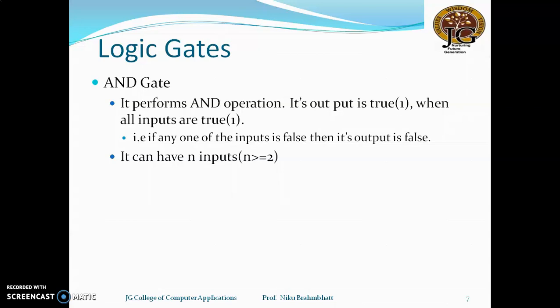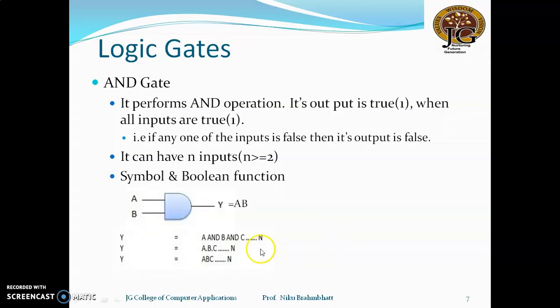Now let us see the symbol and Boolean function of this gate. Symbol is, you can see in a figure, this is the symbol of AND gate with 2 inputs A and B. The inputs' names are A and B, and its output y is equal to AB. This one is known as Boolean function. So this can be represented as y is equal to A and B and C and so on up to n. You also can say y is equal to A dot B dot C and so on. You also can represent as y is equal to ABC up to n. Now let us see truth table.